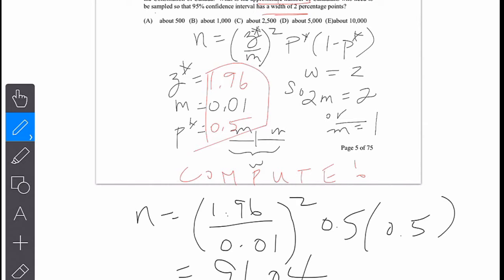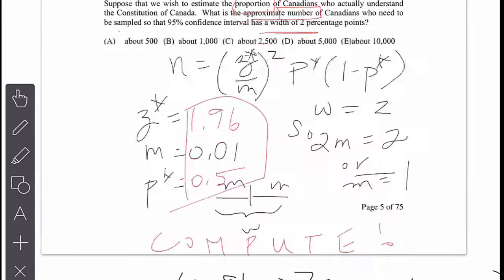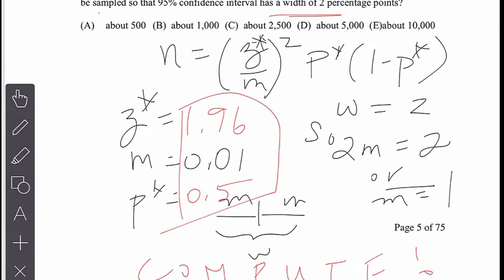9604. All right, so now we have the answer exactly, but we have to choose among the options. So let's see which is the best option for 9604. Well, I think it looks like the other ones are way off. E looks like the right answer, doesn't it? About 10,000, right? It's almost 10,000.